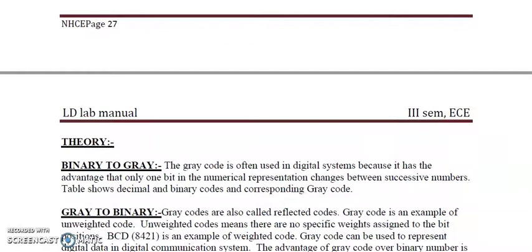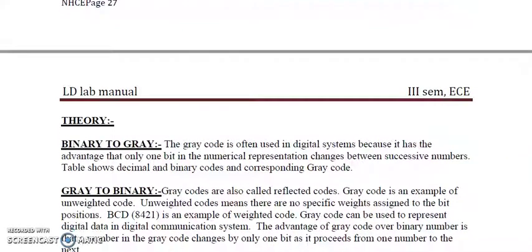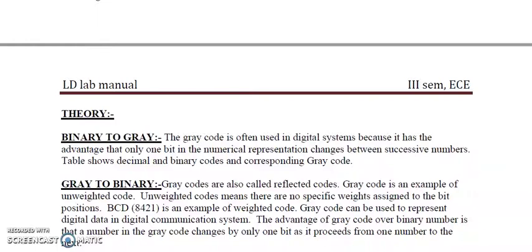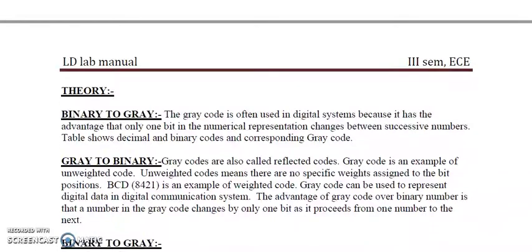Gray code is mostly used in digital systems because it has the advantage that only one bit in the numerical representation changes between the successive numbers. So we will see how binary to gray conversion takes place and gray to binary conversion takes place.